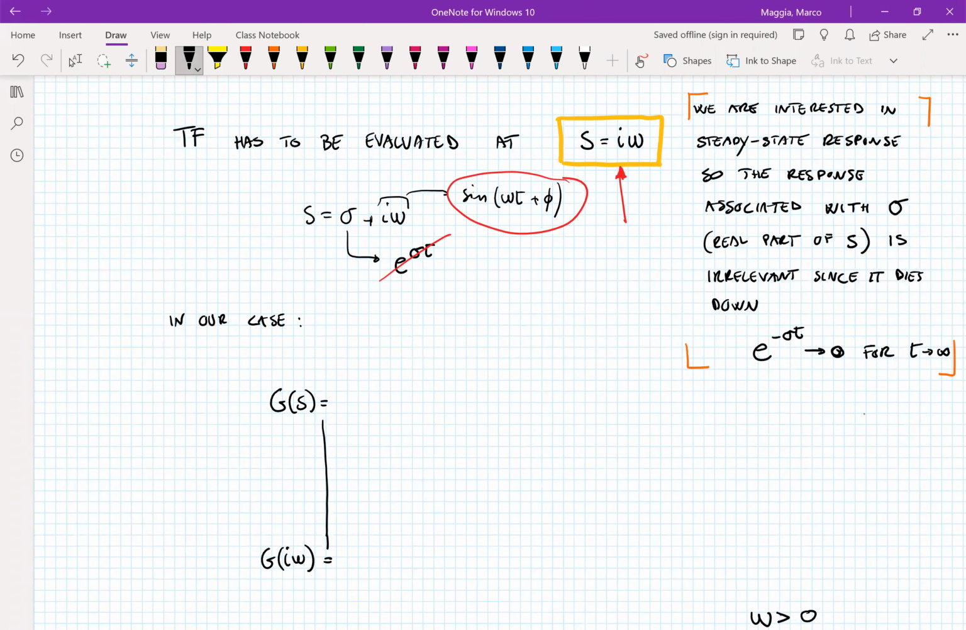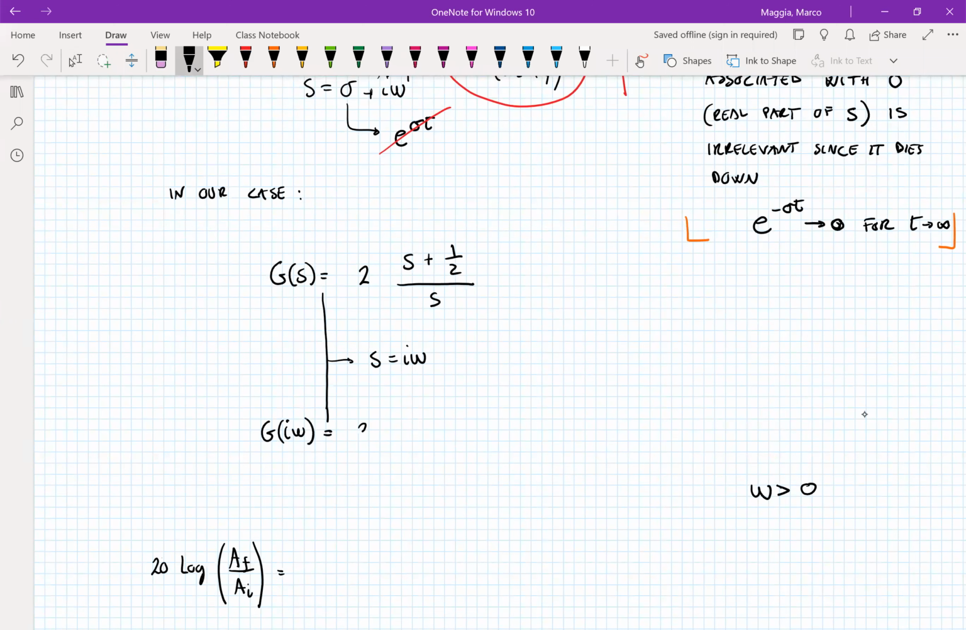So let's see what this looks like for the example that we've seen. G of s was 2 times s plus 1/2 over s. Now we're going to perform the substitution, so we simply have s equals I omega. And so now we have g as a function of I omega. So it is 2 times I omega plus 1/2 over I omega.